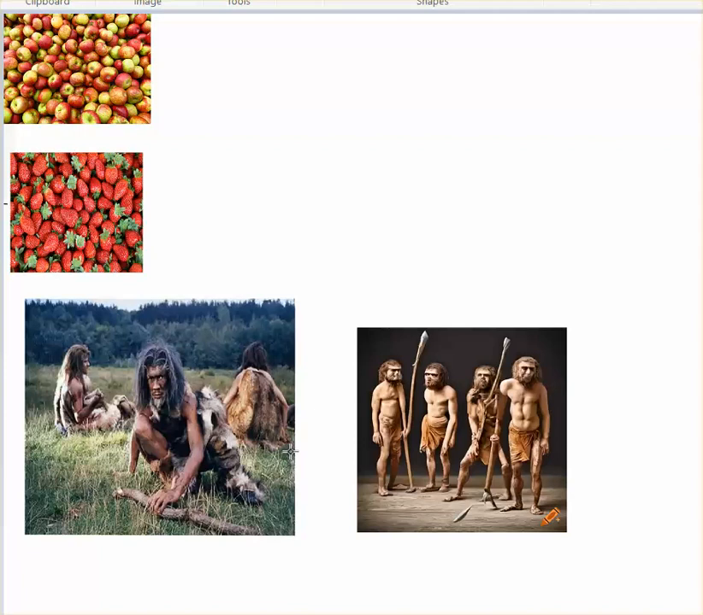I don't think they did it. I don't know, I highly doubt it. But we're going to assume that cavemen were so smart that they could do it. Okay, and how were they going to do it?